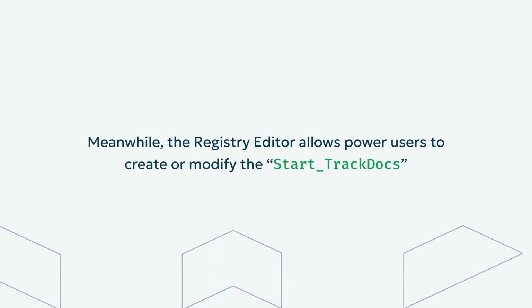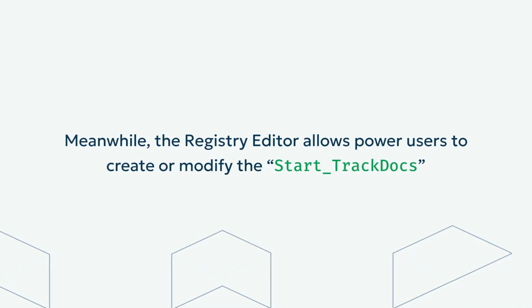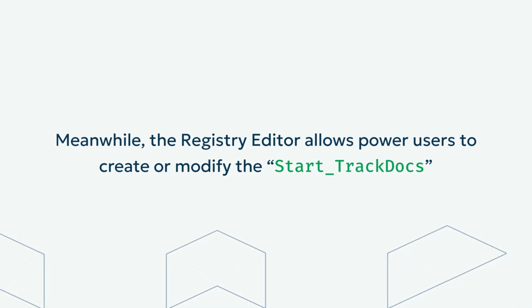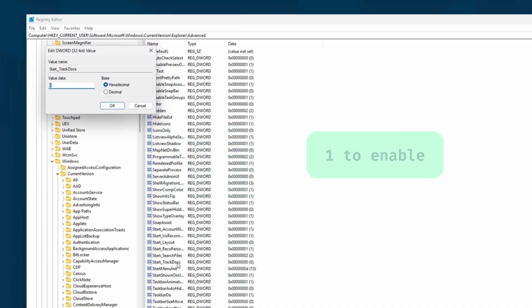Meanwhile, the Registry Editor allows power users to create or modify the Start_TrackDocs DWORD under HKEY_CURRENT_USER, Software, Microsoft, Windows, CurrentVersion, Explorer, Advanced. Set its value to 1 to enable or 0 to disable. This method works even on Windows 11 Home editions and can be scripted for automation.